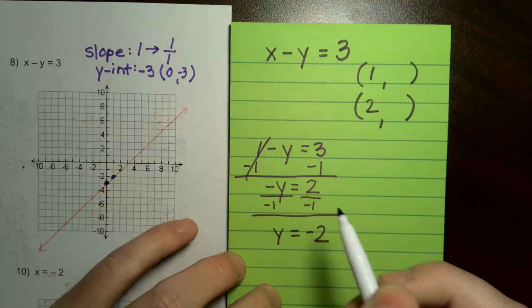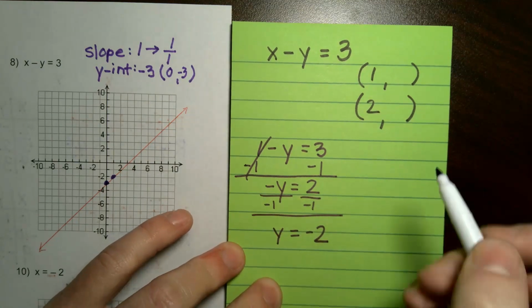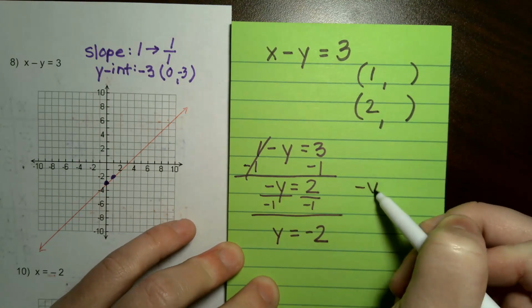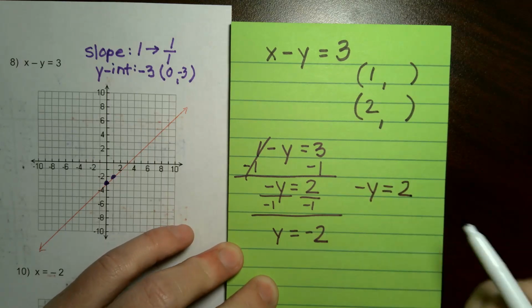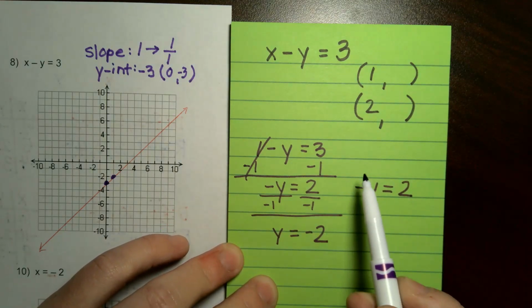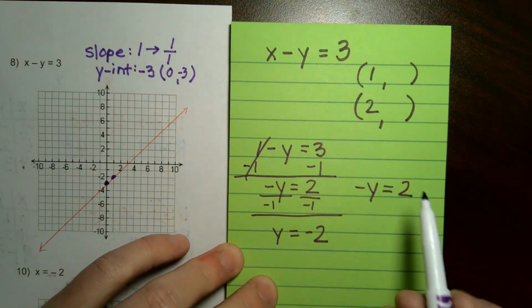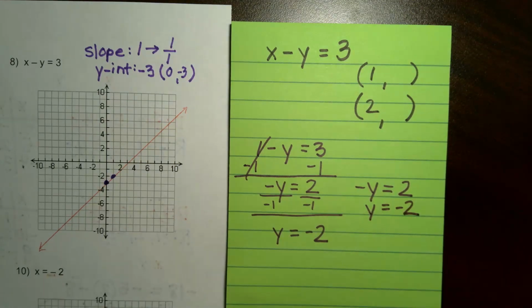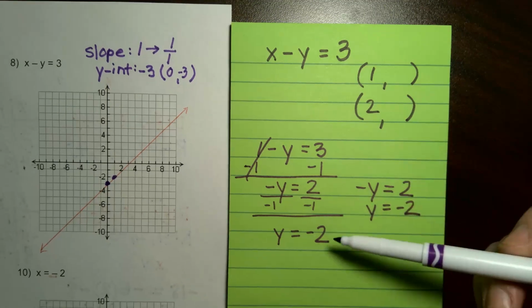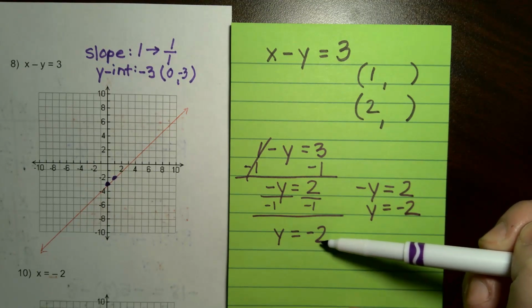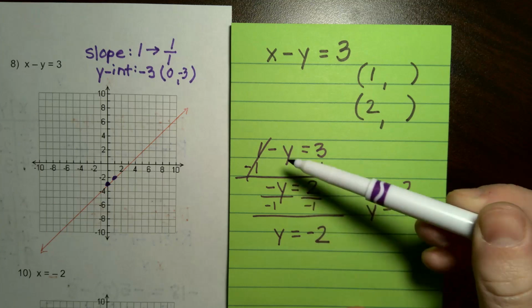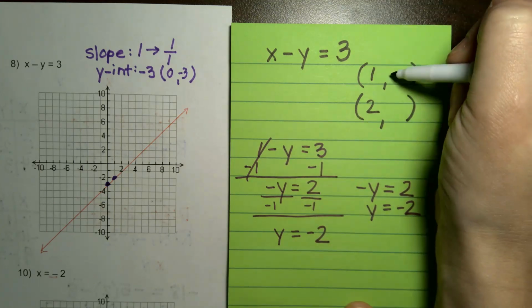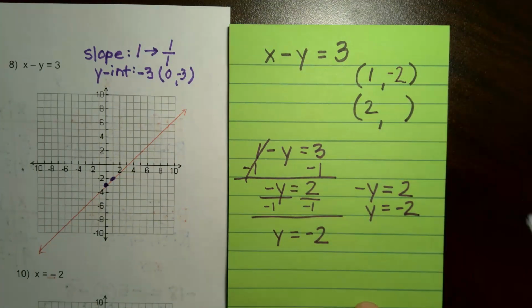But another trick, if you want to save yourself the process of writing, is if you get negative y equals 2, we can just move the sign. If negative y is 2, then positive y is negative 2. Okay, so we have our first coordinate, y equals negative 2 whenever x equals 1. So we're going to put negative 2 in right there.